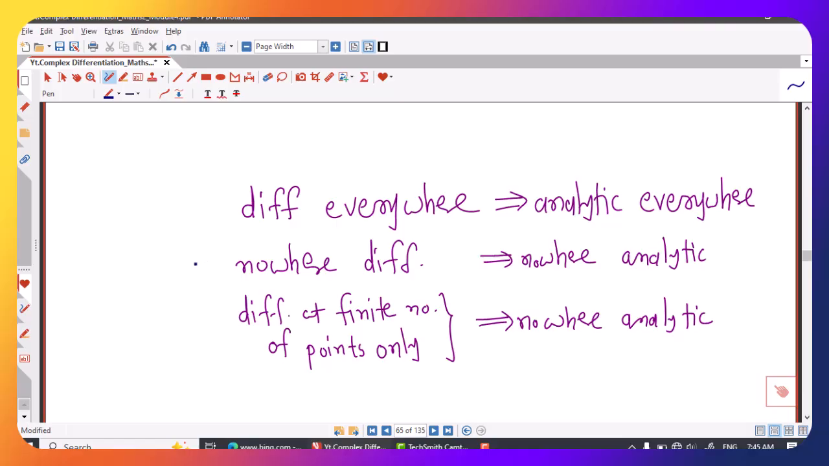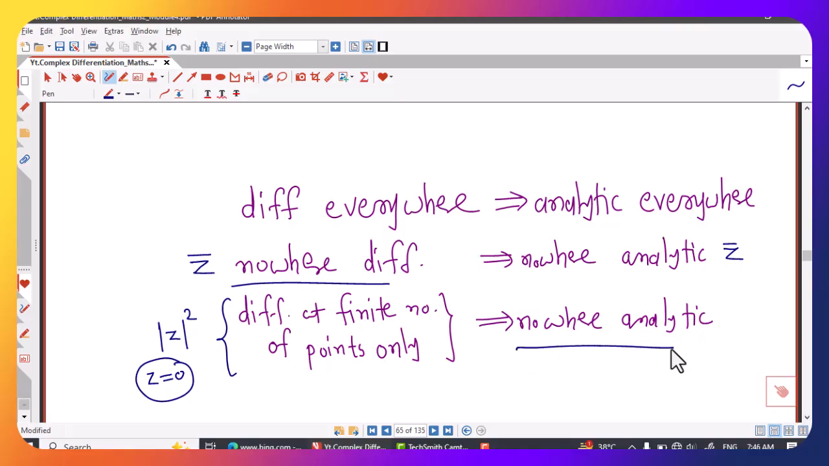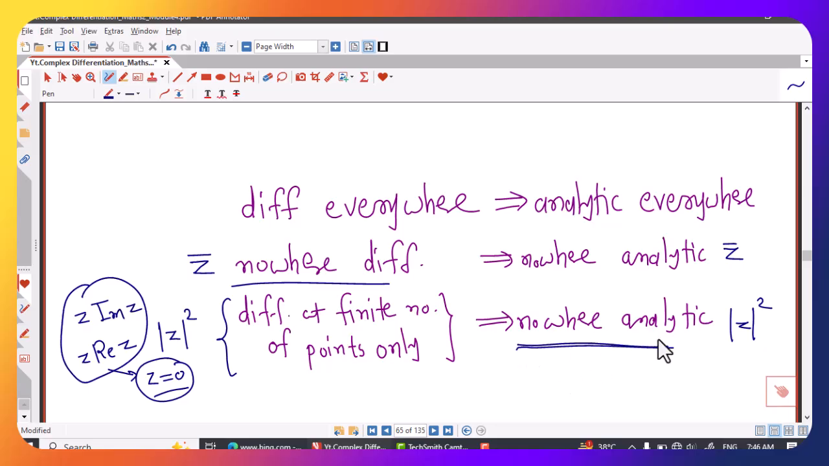We have discussed in earlier lectures that if we consider f of z equal to z bar, then it is nowhere differentiable. That means z bar is nowhere analytic. If you recall, we have shown that this function mod z square is differentiable at only one point, which is the origin. Therefore mod z square is nowhere analytic. Similarly, we have shown that these two functions, z into imaginary part of z and z into real part of z, are also differentiable at the origin only. Therefore these two are also nowhere analytic.